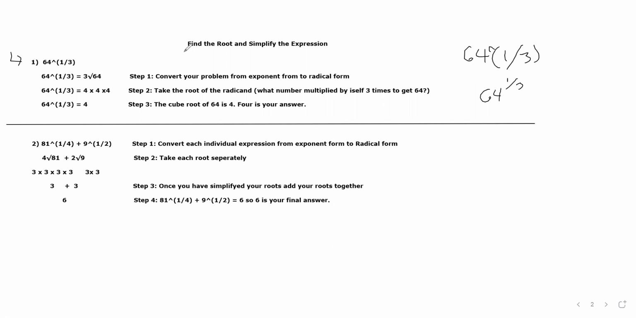1/3 is a fraction and it's together. That's why it's in parentheses to separate it out. So this is just another way of rewriting the same problem that we've been doing earlier. So the first step to finding the root and simplifying the expression, because this is an expression, is to convert it from exponent form to radical form. That's step 1.